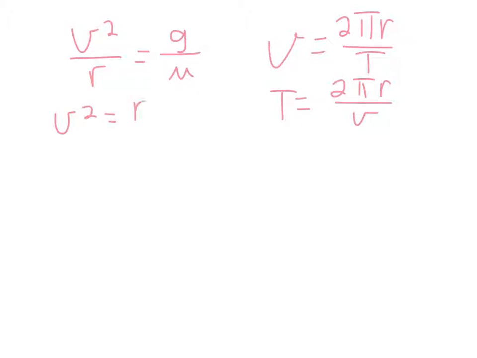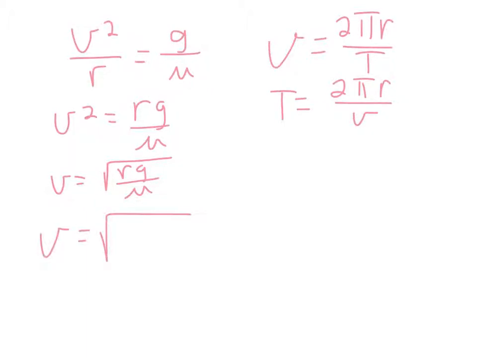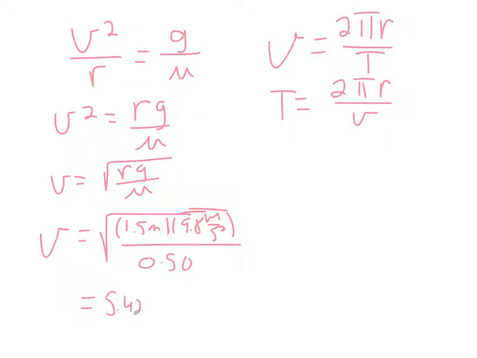V squared equals rg over mu. So v equals the square root of rg over mu. Putting these numbers in, v equals the square root of, the radius was 1.5 meters, g is our constant, 9.8 meters per second squared, over mu, 0.50. This equals 5.42, keeps on going, meters per second. Not what we're solving for, so we're not going to round it.